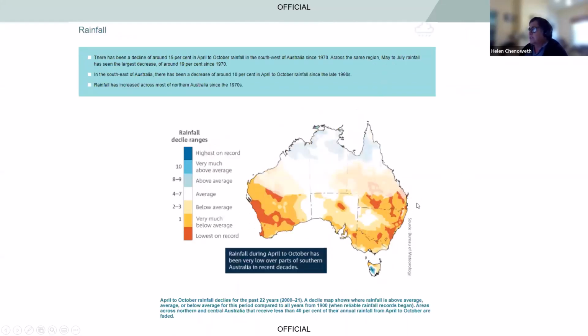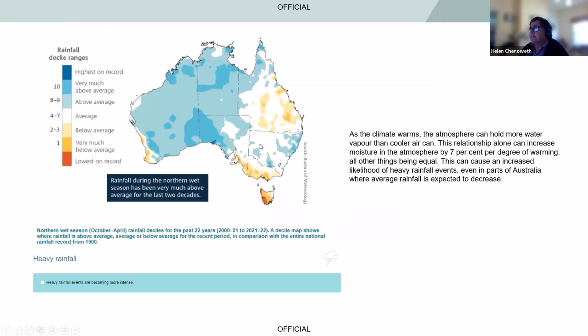Another one here about rainfall. We've got some areas that are lowest on record for rainfall, and this is looking at the wet season in particular. We're also getting some highest on record for rainfall. So what that's showing is that this is a very useful thing to be aware of. As the climate warms, the atmosphere can hold more water than cooler air can. The relationship alone can increase moisture in the atmosphere by 7% per degree of warming, other things being equal. This can cause an increased likelihood of heavy rainfall events, even in parts of Australia where average rainfall is expected to decrease. So rainfall durations will probably be trending higher as we go through as well. Hence, heavy rainfall events becoming more intense.